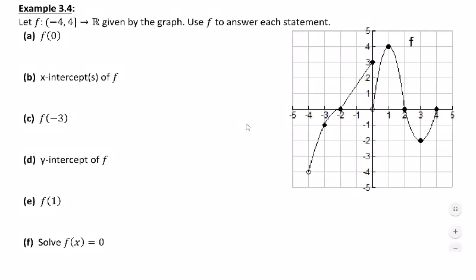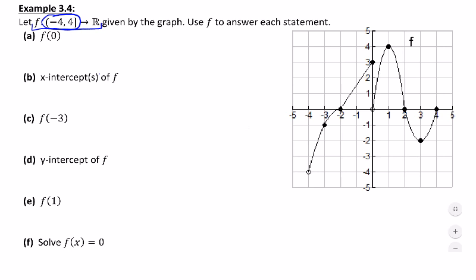In example 3.4, I'm providing you with the graph of a function. The function definition starts with the mapping information. We have the domain given to us as -4 to 4, including +4, but not including -4. And we don't have an equation, but we do have a picture of the curve, and that's going to be our representation for the function.